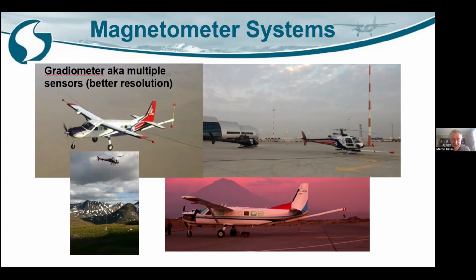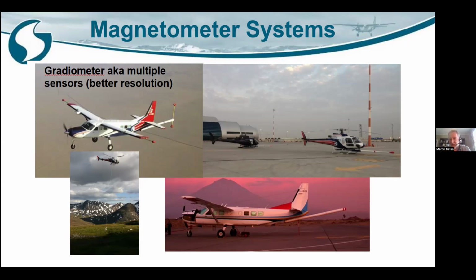Better still, if you can do it, is you can have what we call a bird. That's that bottom left-hand one where we put the magnetometer in a suspended structure that's aerodynamic. So when we fly, it stabilizes and drags about 30 meters below the helicopter. And there it is operating in Greenland in that situation.